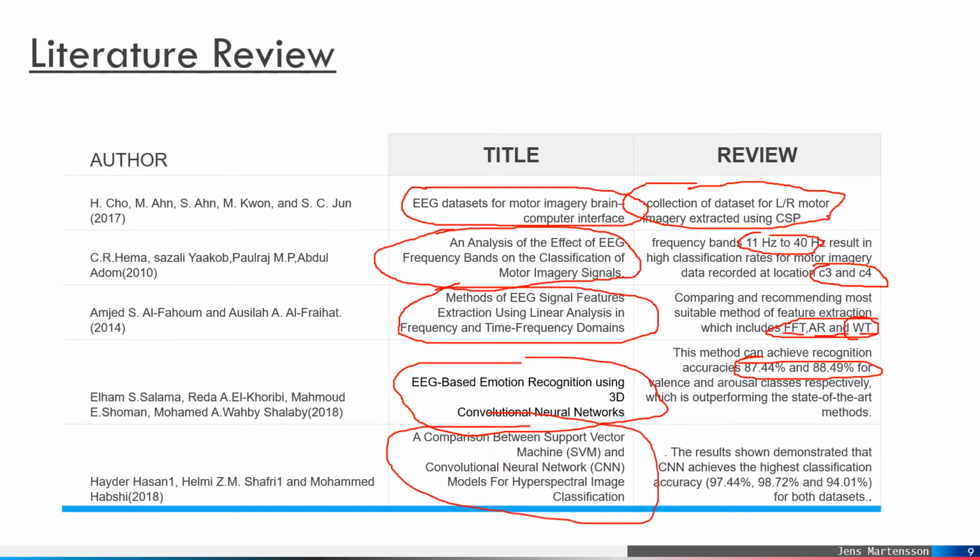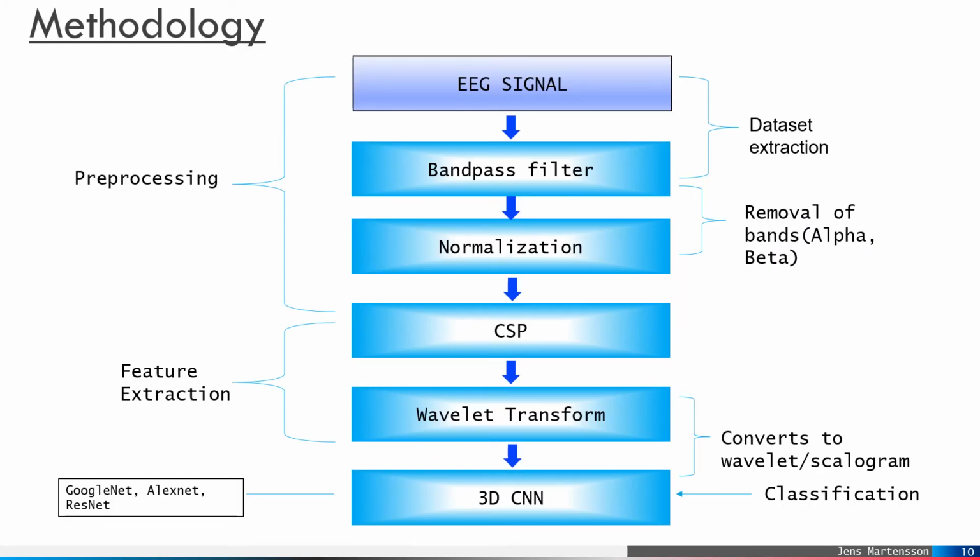So from here we learned that 3D CNN is quite effective compared to support vector machines. So that's why we've chosen to go with that. Okay, so this is a summarized version of the methodology.